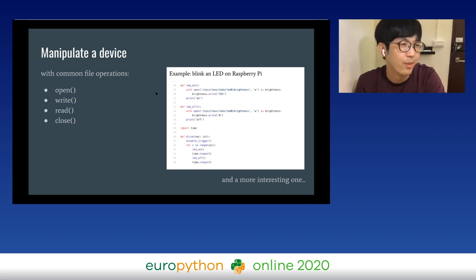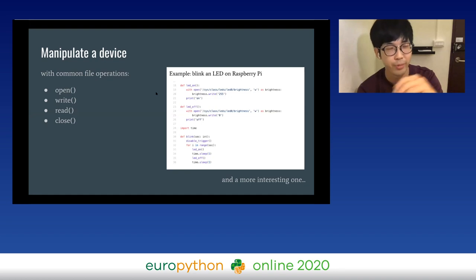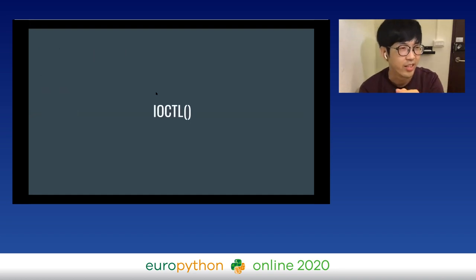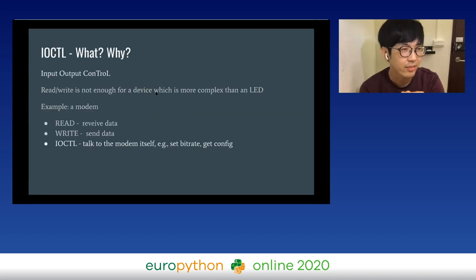And yeah, a blinking light bulb is boring, you might think. It's true, but the interesting thing is the code here just opens a device file and writes something, then the behavior of the device is changed like magic. Do you think it's trivial? Yeah, it is. But that's not the full story. There is one more operation for people to know. And it's our leading actor today, IOCTL. IOCTL means input output control. As its name suggests, the purpose of it is to control devices.